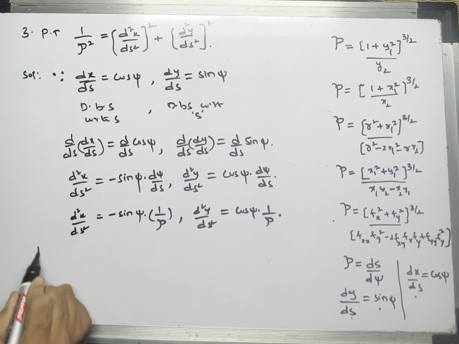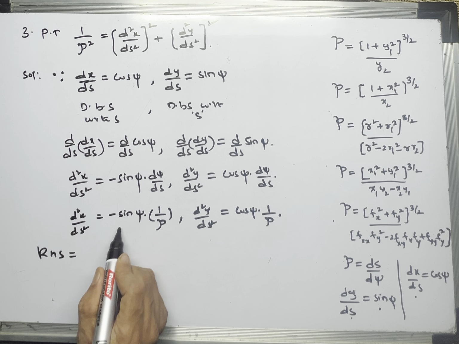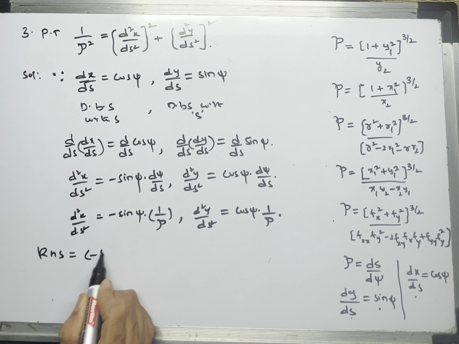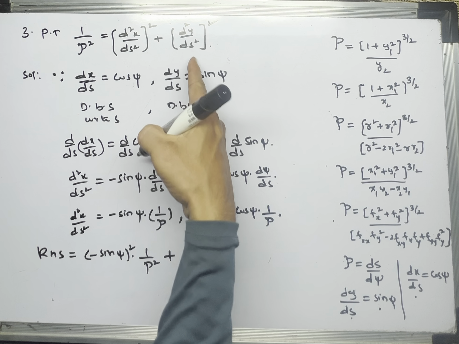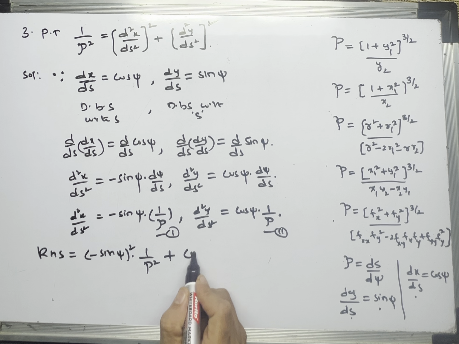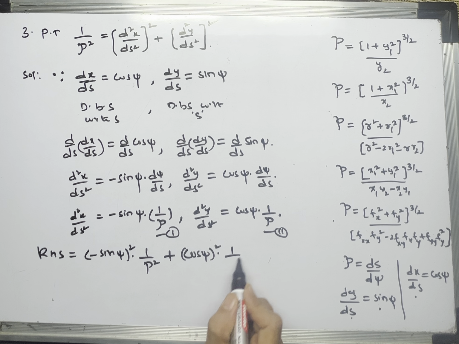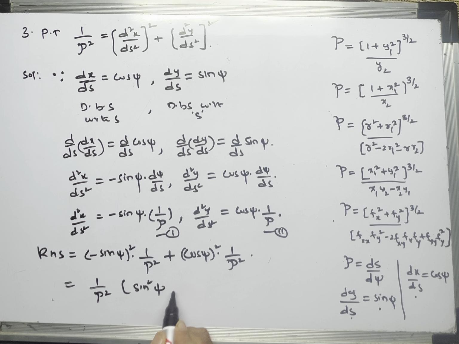Now we will consider the RHS: the first term whole square, 1 by rho square, plus the second term. This is equation 1, equation 2. The second equation whole square is cos square psi into 1 by rho square. Taking 1 by rho square common, we get sin square psi plus cos square psi. So this is 1 by rho square into 1, which equals the LHS.